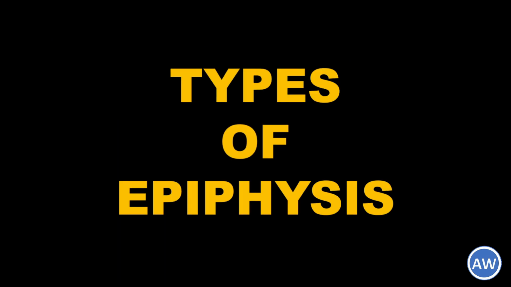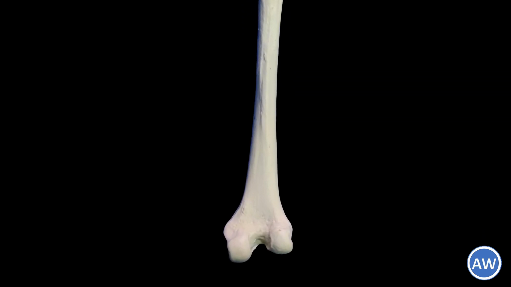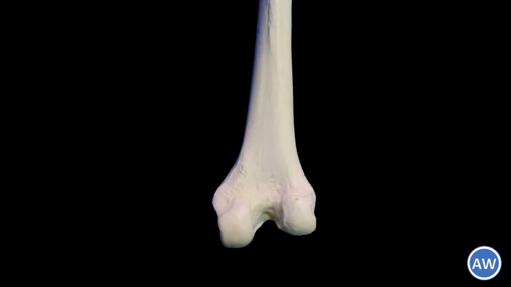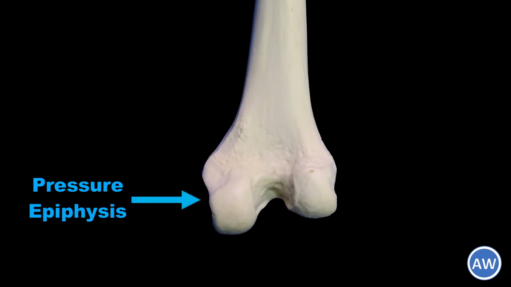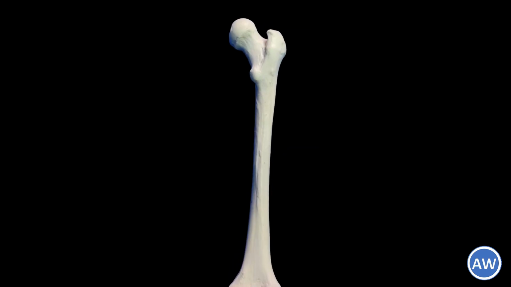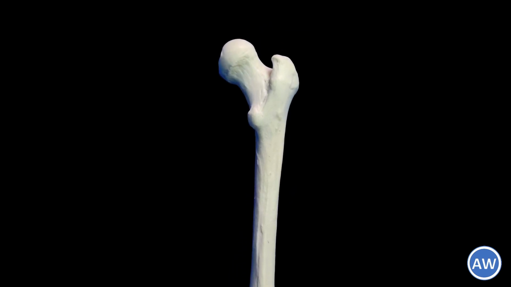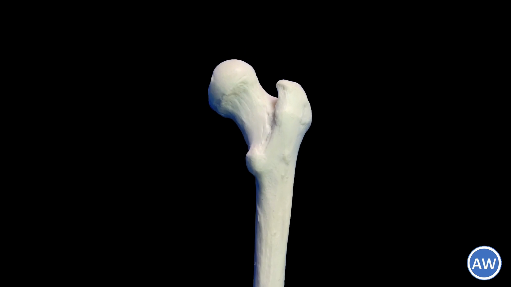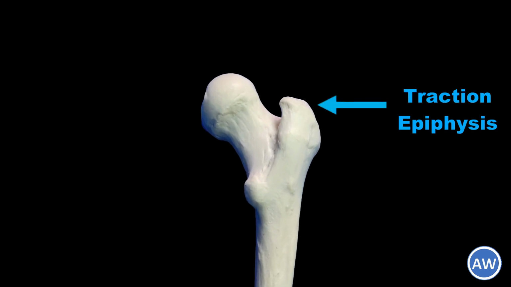As we know what is an epiphysis by now, let us have a look at the different types of epiphysis. The epiphysis which are produced due to weight bearing or gravitational pull are called the pressure epiphysis. Example, the femoral condyles. When the pull or traction of a muscle produces an epiphysis, it's called a traction epiphysis. Example, the greater trochanter of femur.